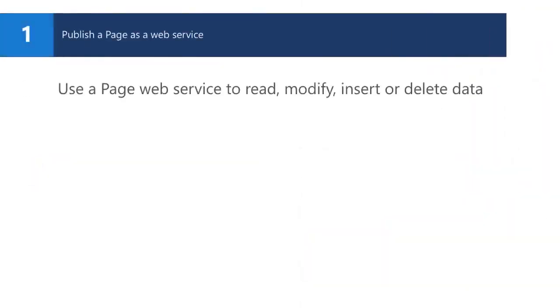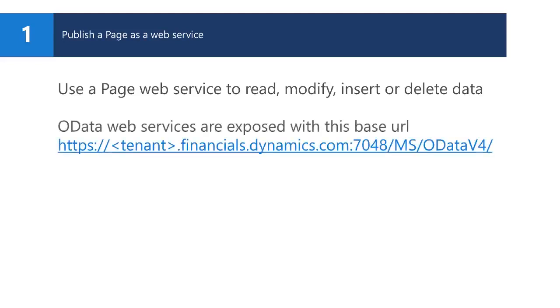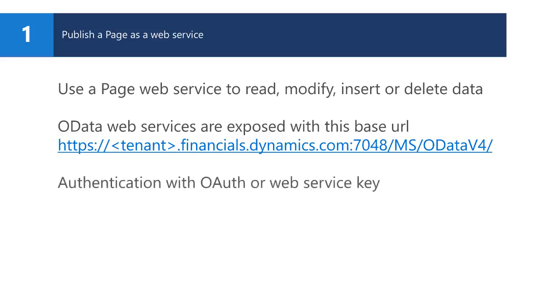A page web service can be used to read and manipulate data in Dynamics 365. It follows the same rules as if the user entered the data directly in a screen. Custom OData web services are exposed with a tenant-specific URL. There is no generic Dynamics 365 endpoint for custom web services because they are only deployed by means of an extension to a specific tenant.